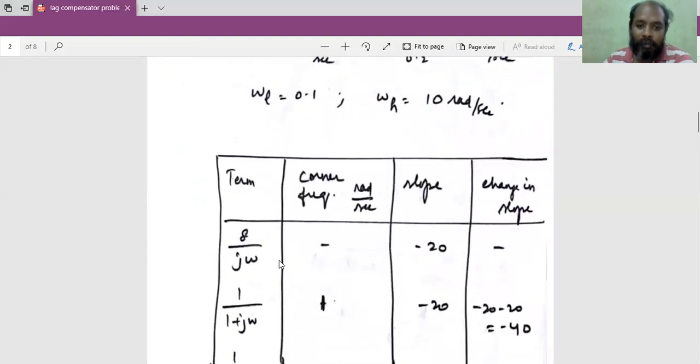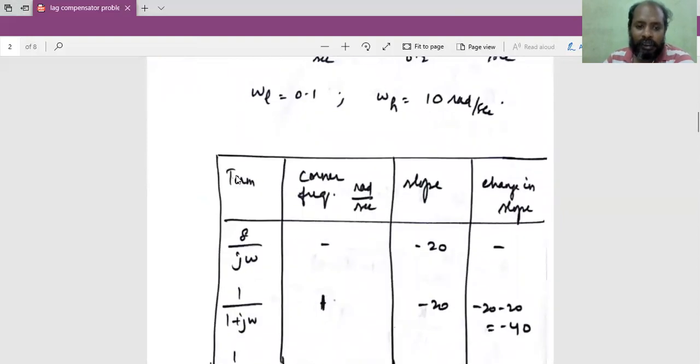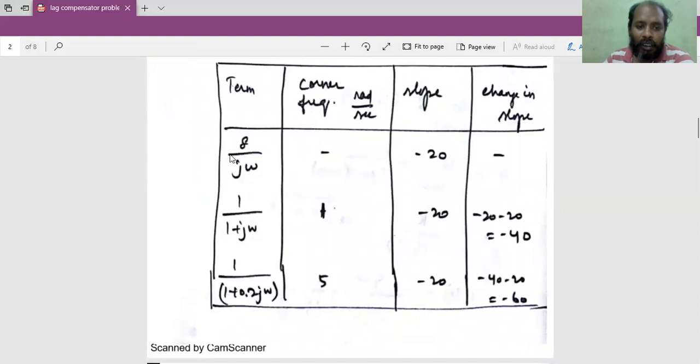Then we go for forming the table. The terms available are 8 by j omega, 1 by (1 plus j omega), and 1 by (1 plus 0.2 j omega). These are arranged based on their time constants or corner frequencies. The first term is 8 by j omega, which doesn't have any time constant, so there is no corner frequency there. Since omega is in the denominator, the slope will have a minus sign, and the power of omega is 1, so you'll have a 20 there. So minus 20 dB per decade is the slope of this particular term.